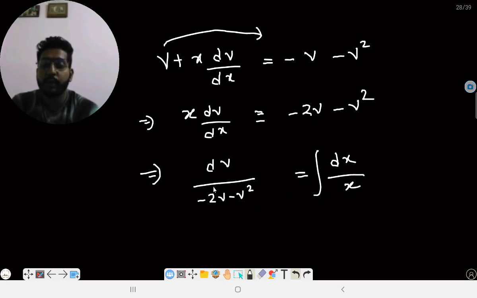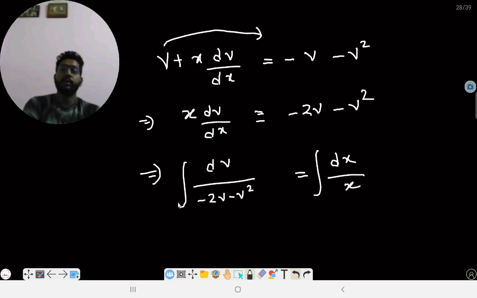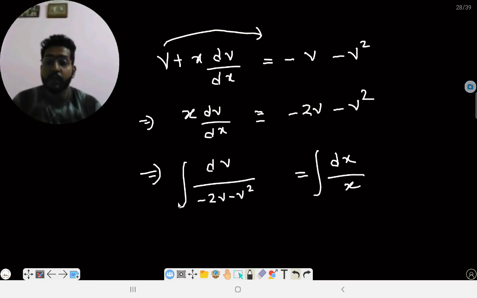Now again the same thing, integration. Now how to solve this? Again I am telling you, for differential equations integration is the main thing. You should know how to solve integrations. Now how to solve this integration?